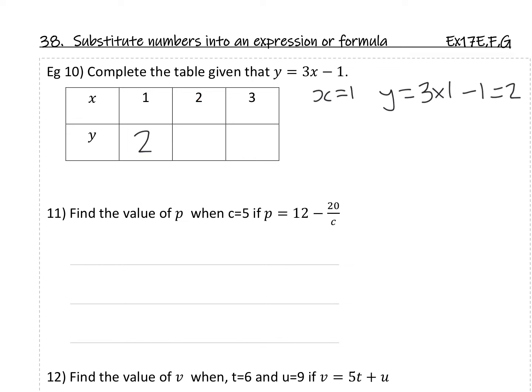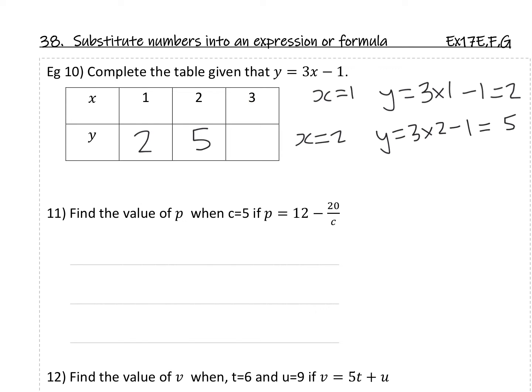What about when x is 2 then? Well, when x is 2, y is always 3x minus 1. But if x is 2, this time it will be 3 times 2 minus 1. 3 times 2 is 6. Take away the 1, gives us 5. So when x is 2, y is 5.